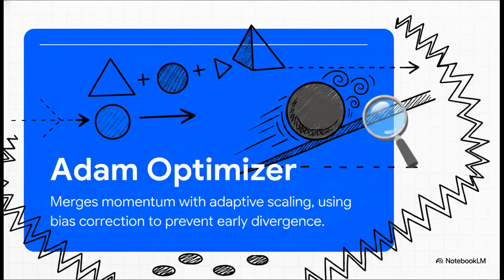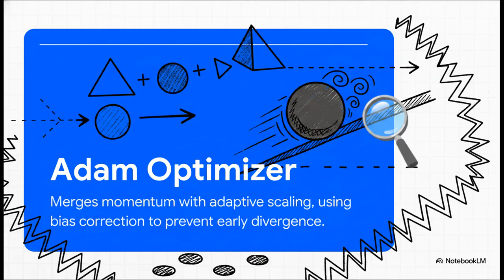But even with mini batches, standard descent often stalls out in flat topological ravines. The industry standard fix for this is the Adam optimizer. Think of Adam like a heavy bowling ball rolling down a hill. It builds momentum to push through flat plateaus while adaptively scaling its steps based on the terrain.